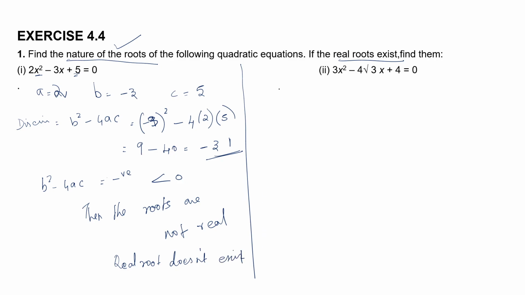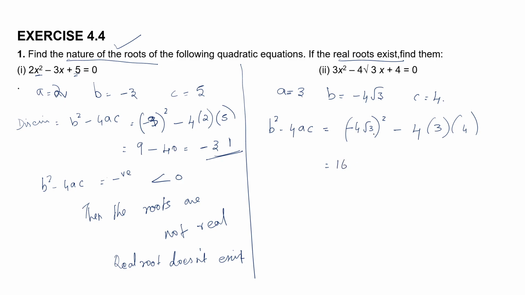Coming to the second question, you write a, b, c, because you can avoid mistakes by writing so. If you apply directly, then you may make some mistakes. So a, b, c written. What you have to find is b square minus 4ac in order to find the nature of the roots. What is b square? Minus 4 root 3 squared, minus 4, a is 3, c is 4. Just make the calculation. Minus into minus plus, 4 into 4 is 16, root 3 into root 3 is 3. 16 threes are 48.